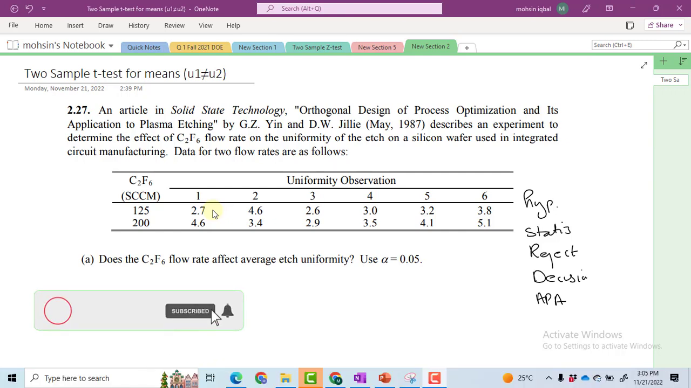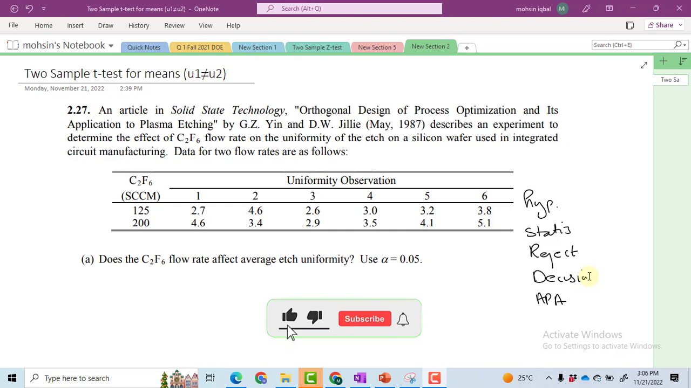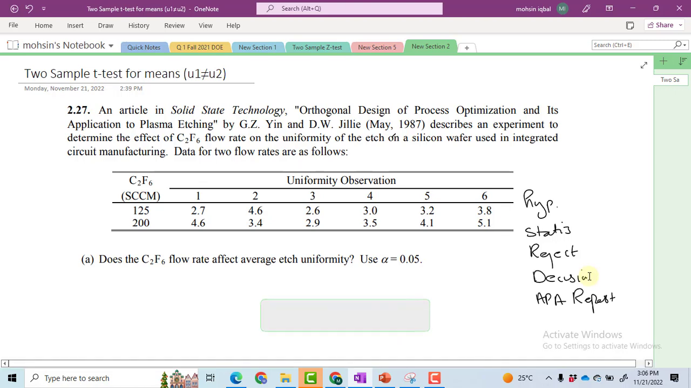In this question, I will formulate the hypothesis. After that, I will calculate the test statistic. Then we will work on the rejection criteria. Based upon the rejection criteria, we will make a decision on the rejection or acceptance of the null and alternate hypothesis. And then I will write the report in APA format. So let's start by formulating the hypothesis.